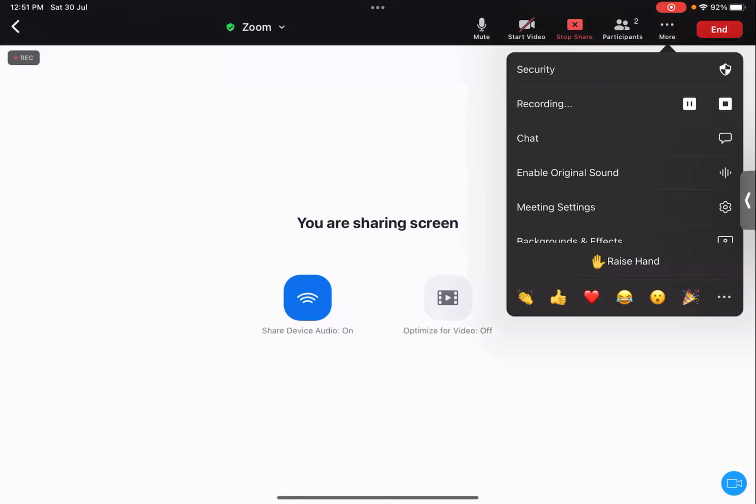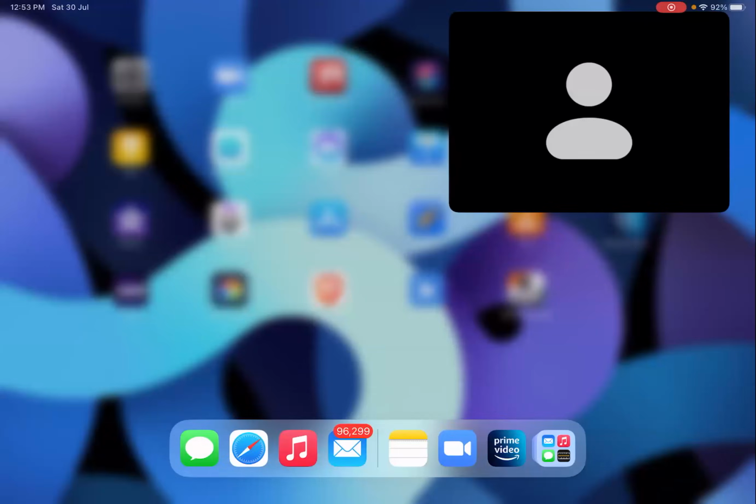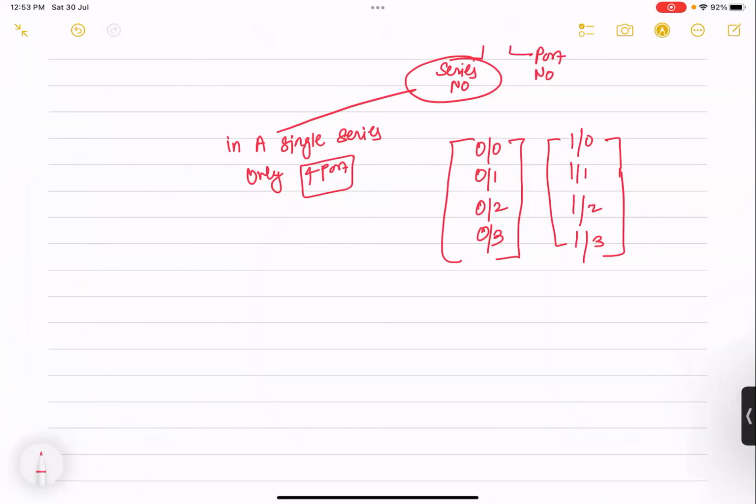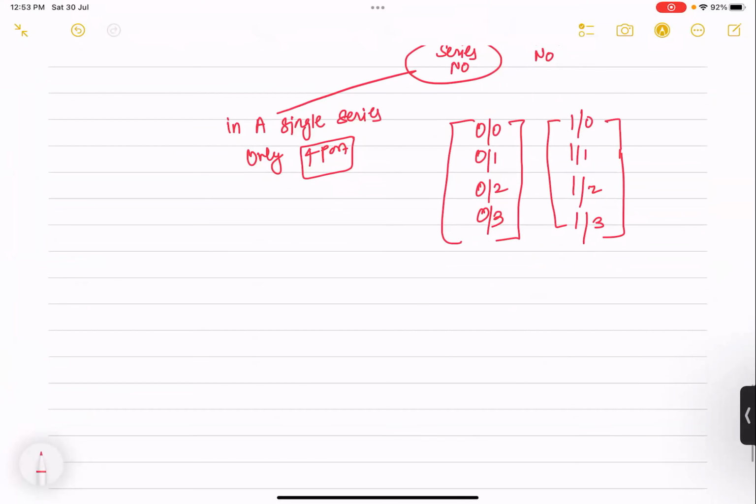Now the screen is visible. So how many port series did we discuss? Only 2 series. One is starting from 0, another one is starting from 1. Sometimes we get this kind of port number.